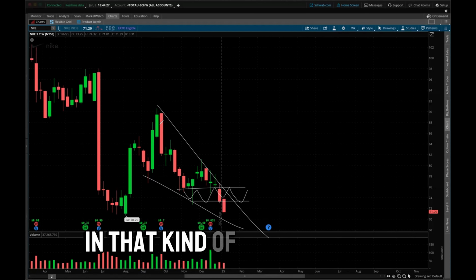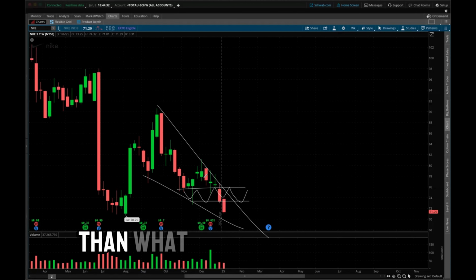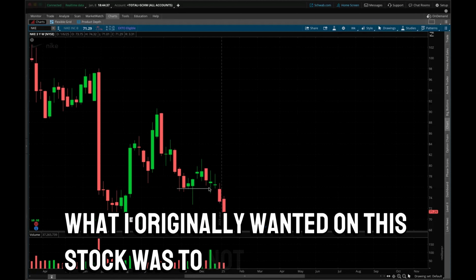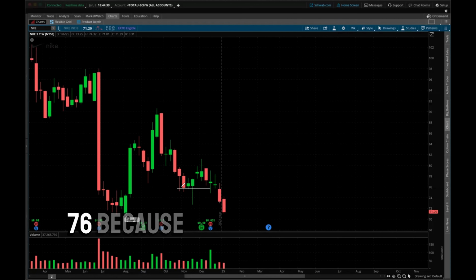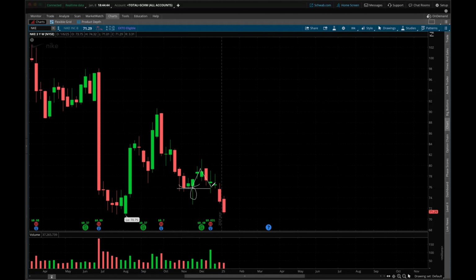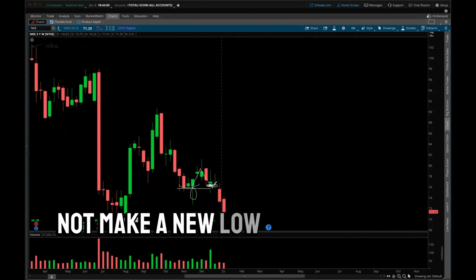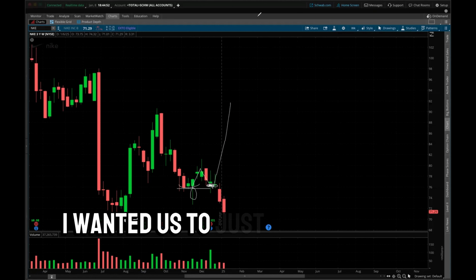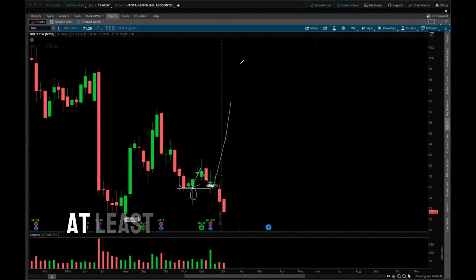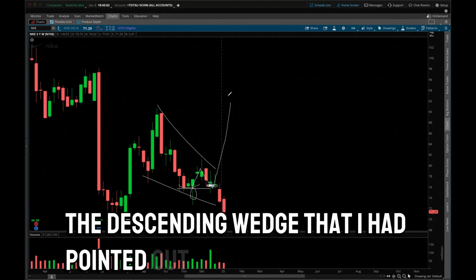I'm seeing that kind of consolidation move to the downside right now. It's a different setup now than what I originally wanted. What I originally wanted on this stock was to not fail 76 because that was where this low was. A lot of strong buying happened here. It pushed up, came down, and I wanted us to stop going down here, not make a new low, and then push up. That's what I wanted. I wanted us to just go on a super rally into the 90s at least. That's what the setup was because of the descending wedge that I had pointed out earlier.